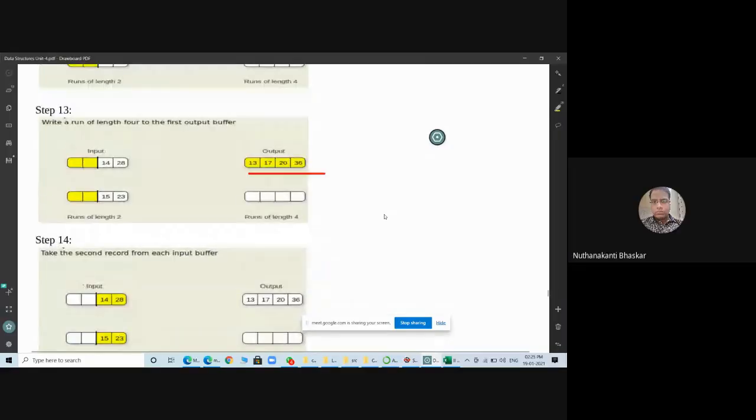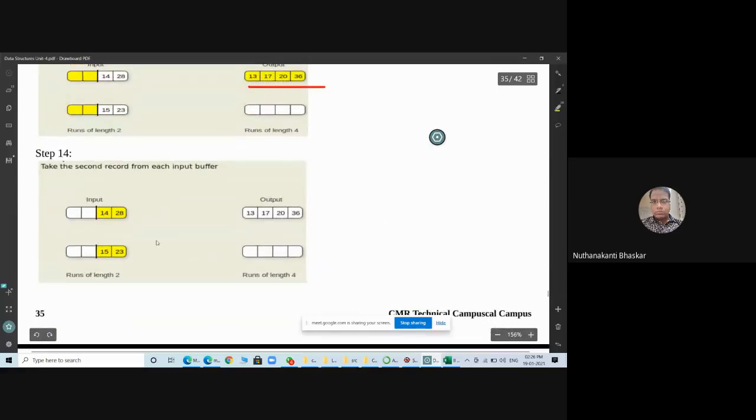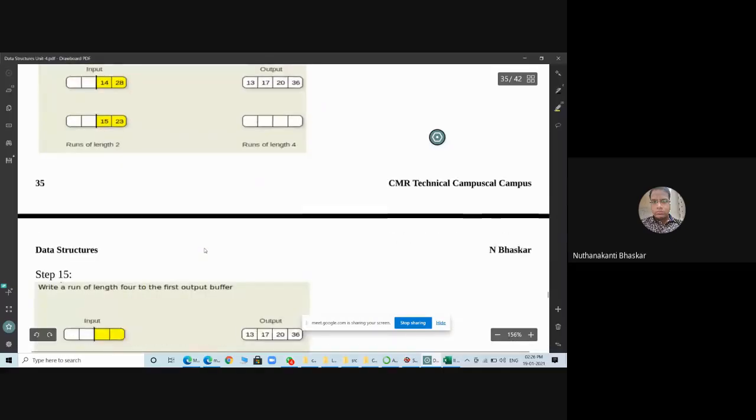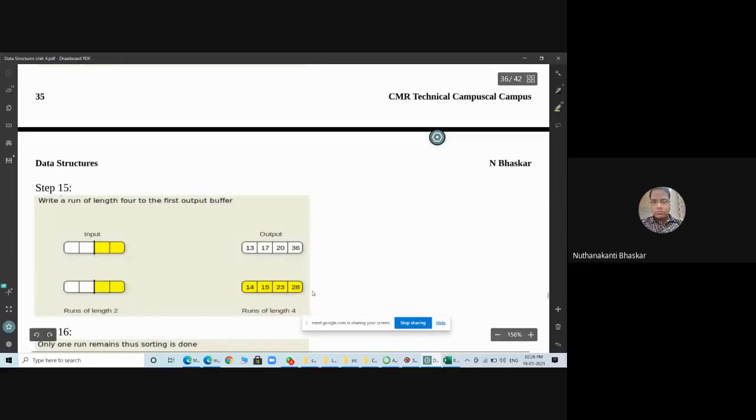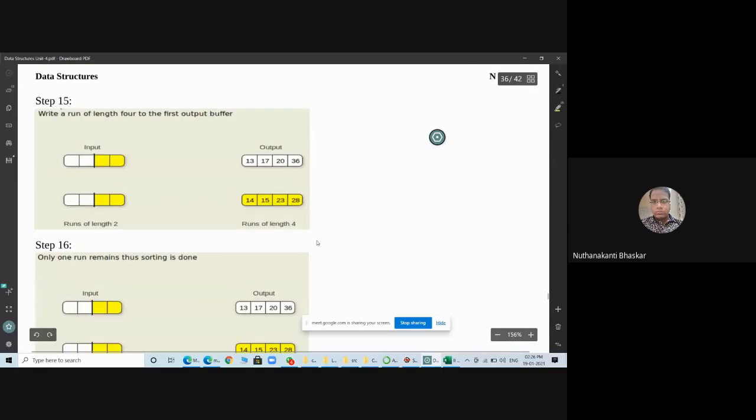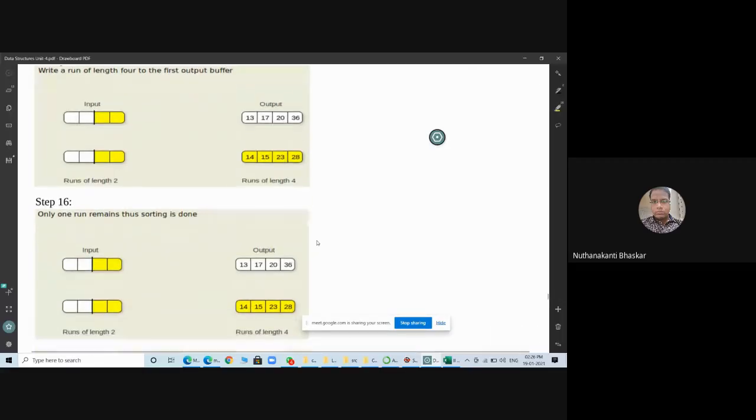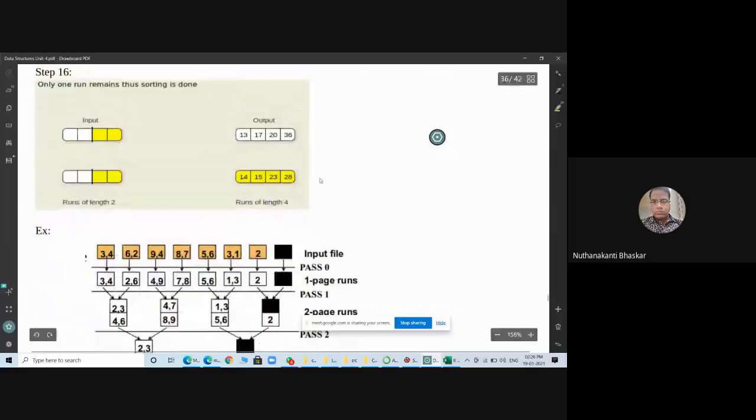Now next, here 14, 28, 15, 23. You sort and merge them into the second buffer. Now this is done exactly two times. That's why it's a two-way external sorting. Understand?